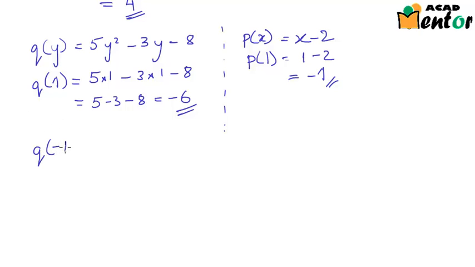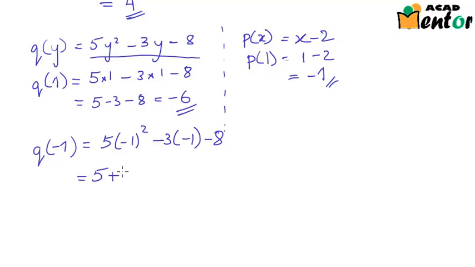Now let's see the value of q of negative 1. I would just replace y with negative 1 in this polynomial. It gives me 5 times negative 1 whole square minus 3 into negative 1 minus 8. This would be 5 plus 3 minus 8, which is nothing but 0. While for the polynomial on our right, p of x, what would be the value of p of x when x was equal to 2? We would have p of 2 equal to 2 minus 2, that is 0.